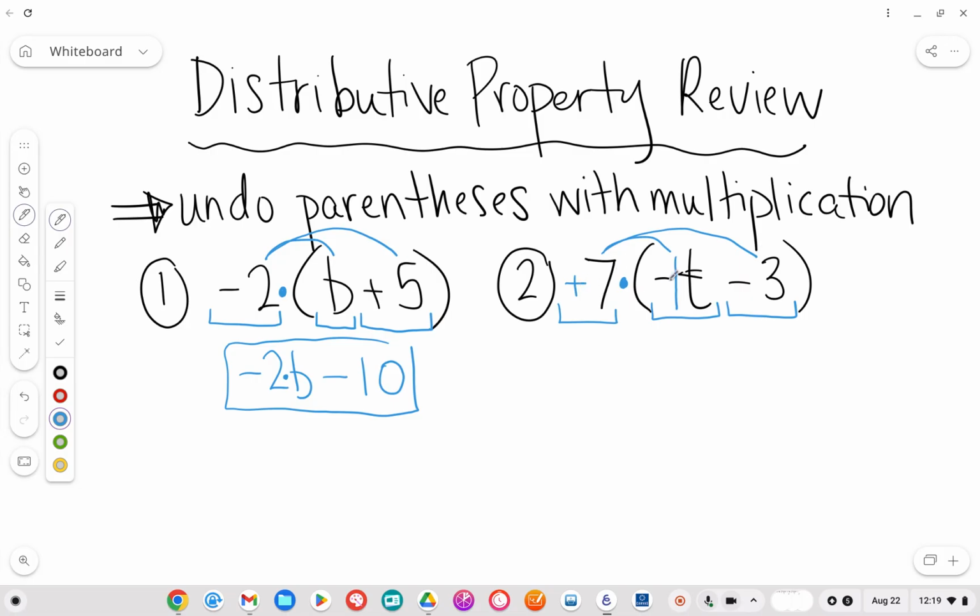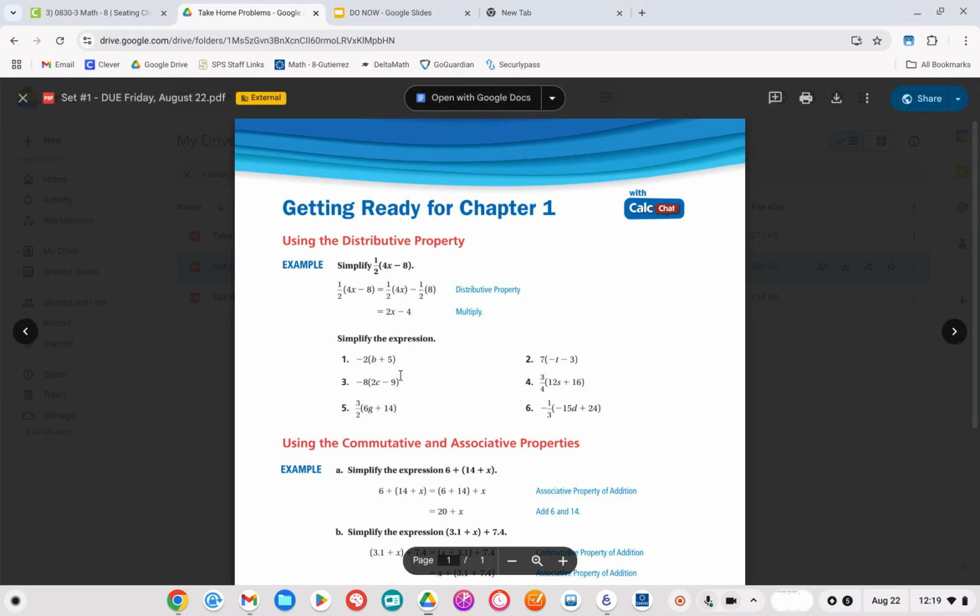Positive 7 times a -1 would give us a -7. And then we keep the t with it, because remember, it's being multiplied by t, okay? Then we have this positive 7 multiplied by a -3, which means that is going to be a -21. So we always have to have an operator in between, which is why keeping track of the operator in front of the number is really, really helpful, okay? So let's move on to number 3, okay?